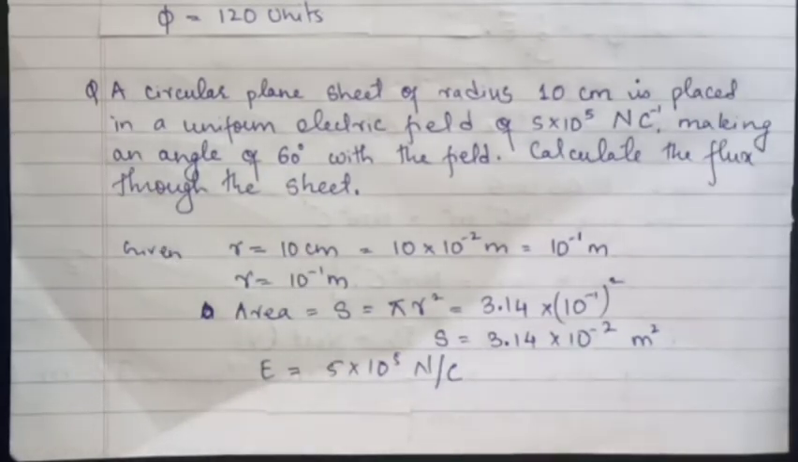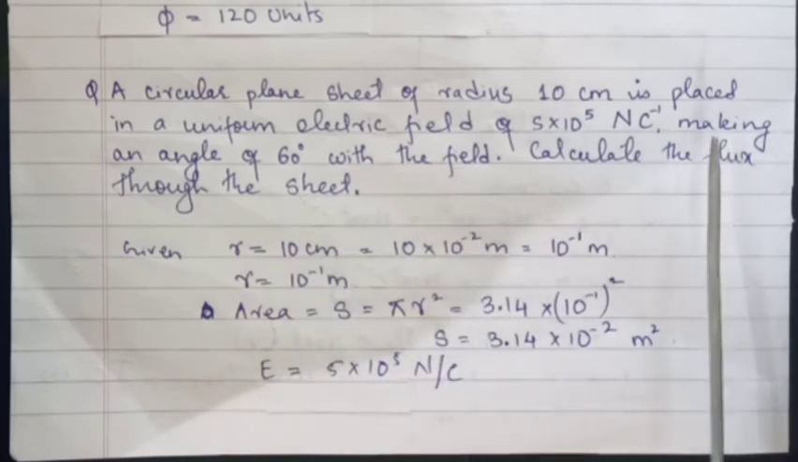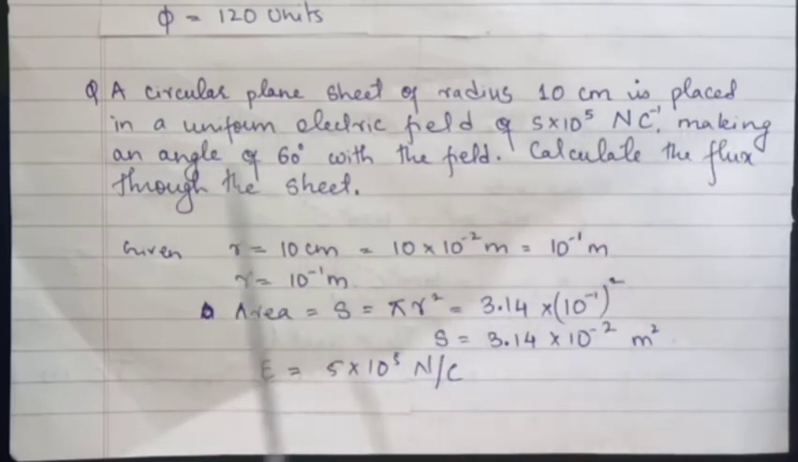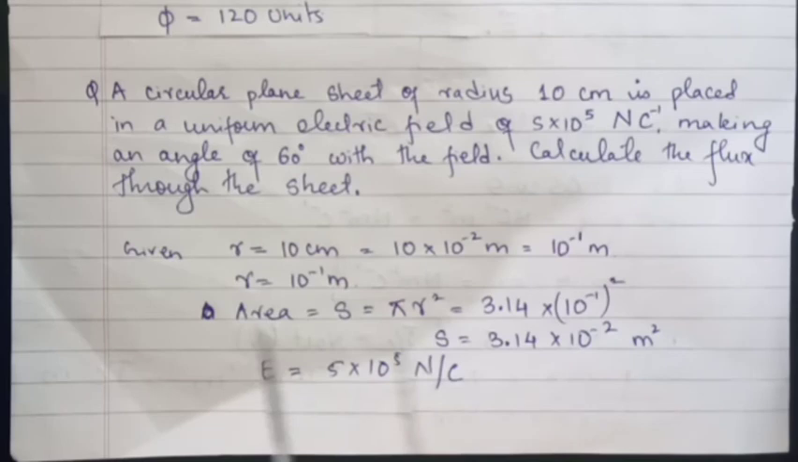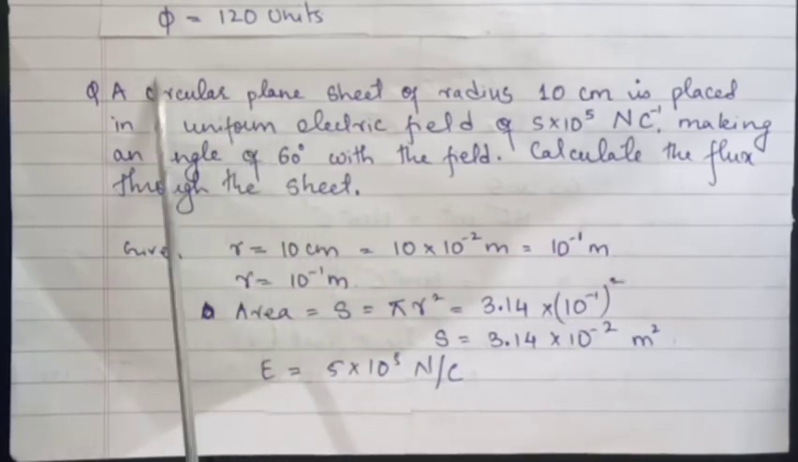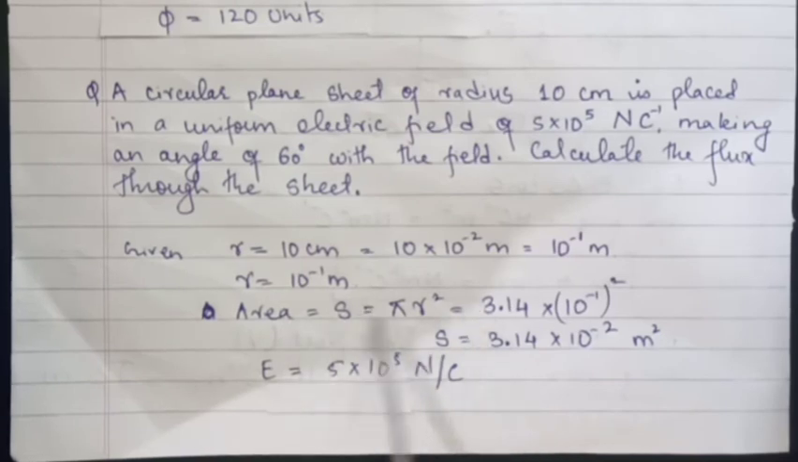A circular plane sheet of radius 10 cm is placed in a uniform electric field of 5 into 10 to the power 5 Newton per Coulomb, making an angle 60 degree with the electric field. So it is saying the plane sheet is making 60 degree with the electric field. Now we have to calculate the flux through the sheet. So radius is given, I can find the area, and this is the circular plane, so the area of the circle is this much.